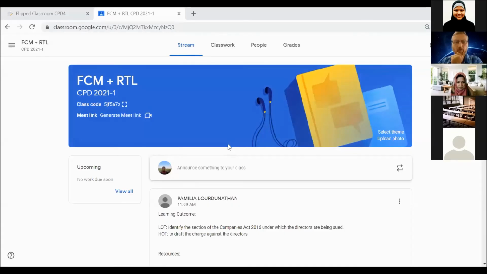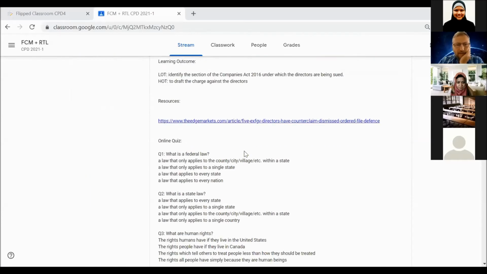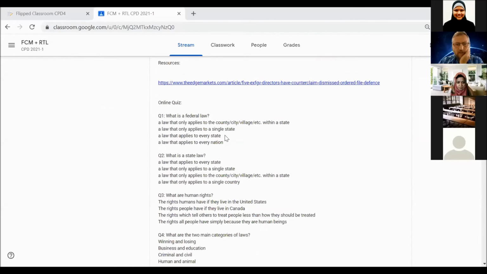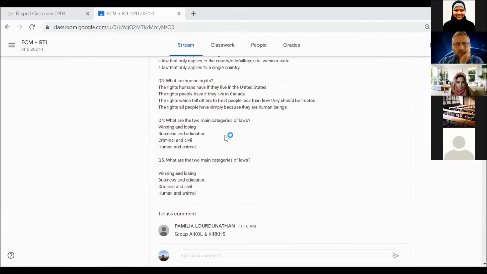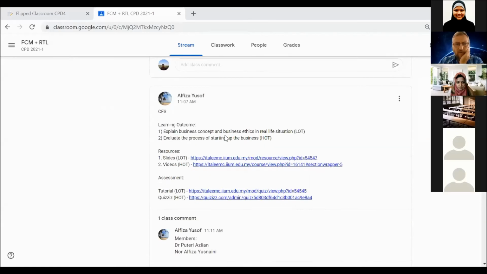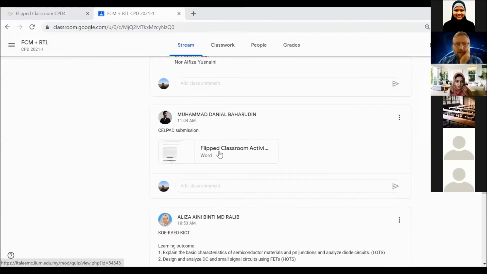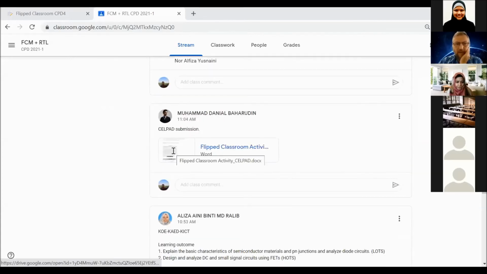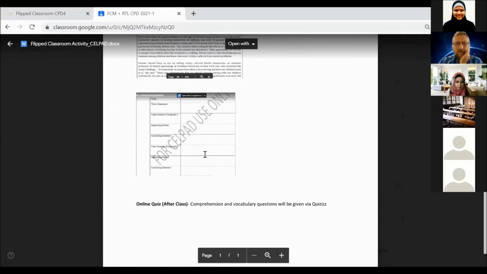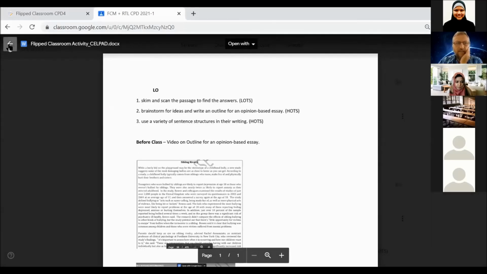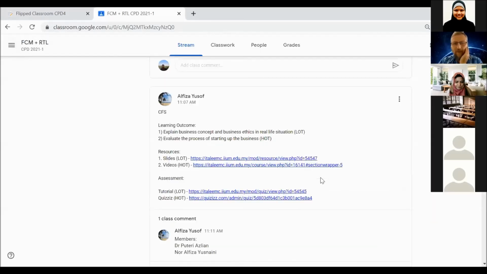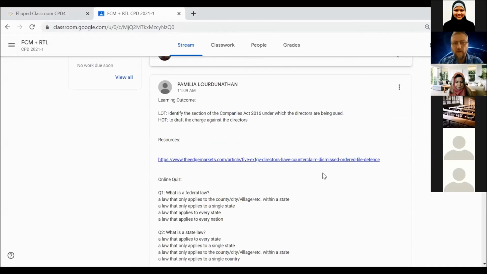Can you see the Google Classroom? Yes. Okay, so if we go down the stream, we've got learning outcome, we've got resource, and we've got a quiz. If we go down to the next one, we've got CFS with their learning outcome about business, their resources, and their assessment. And then SALPAD also have a similar thing: learning outcome, a text, and quizzes. My hair's standing up on end at the moment. My goodness, you achieved a lot in a very short time.